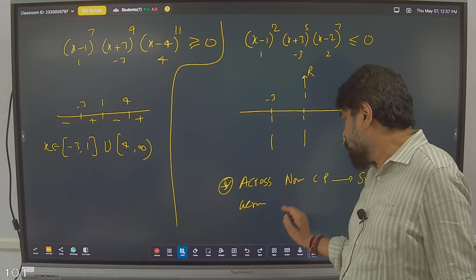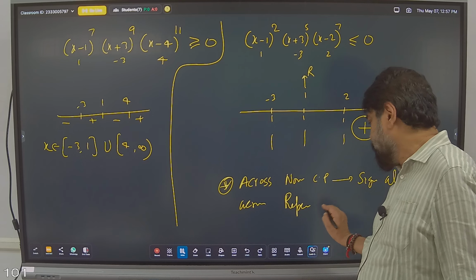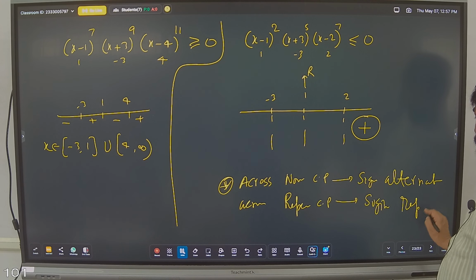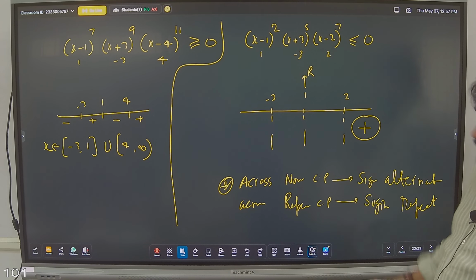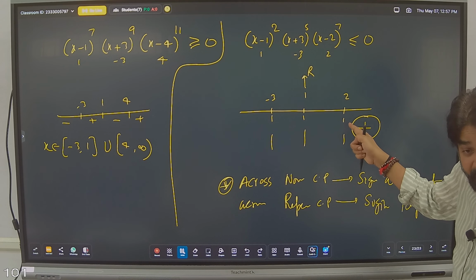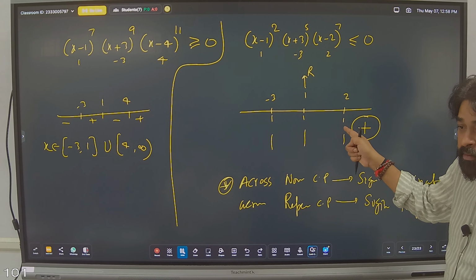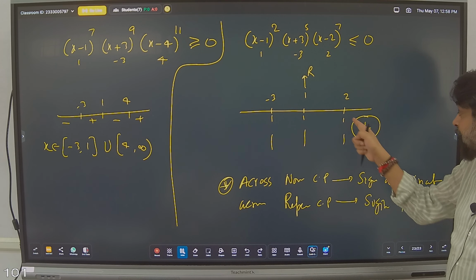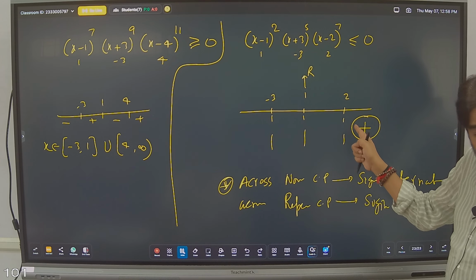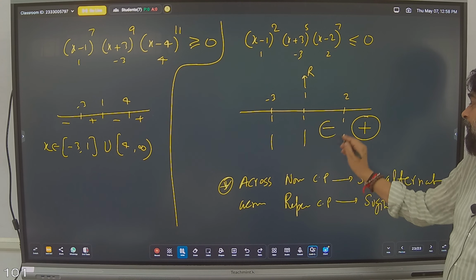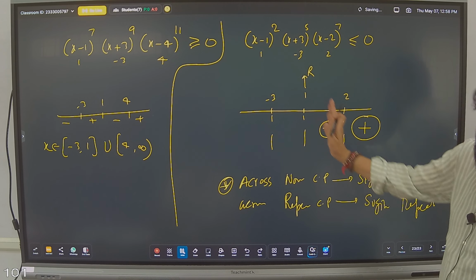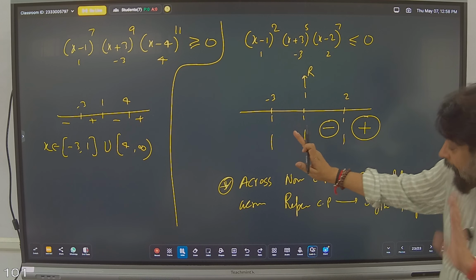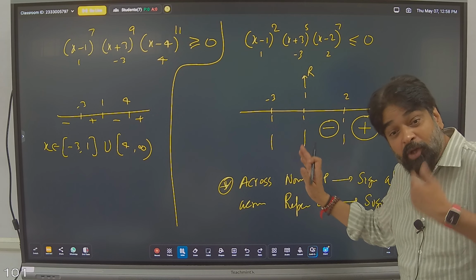Across a repeated critical point, the sign repeats. This is the only difference, that's all. Is this normal or repeated? So the sign alternates, which means this will be negative. Now you are going to cross, repeated or normal? Repeated, so the sign will not alternate; the sign will also repeat.